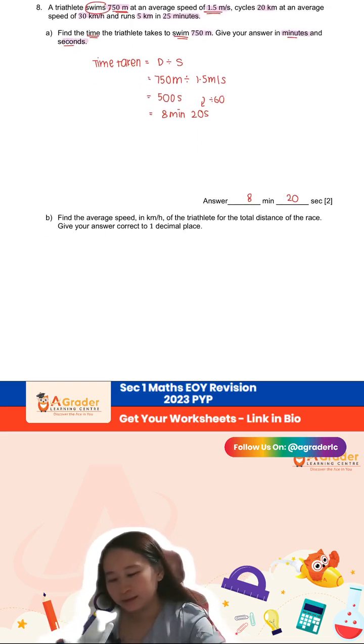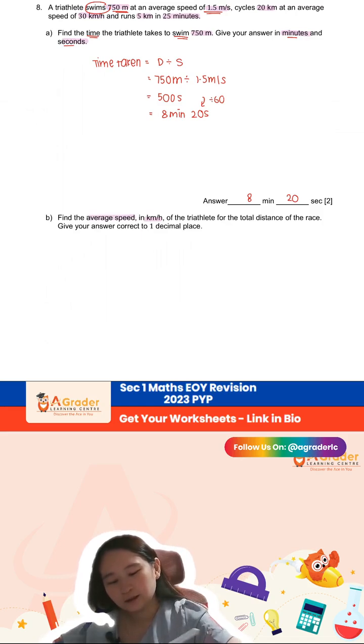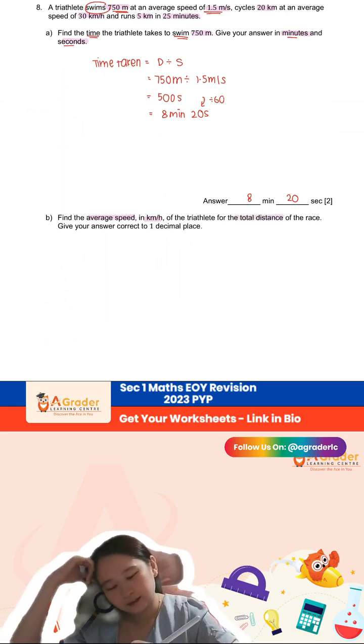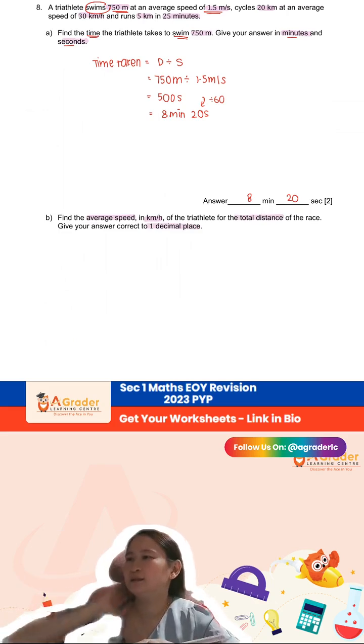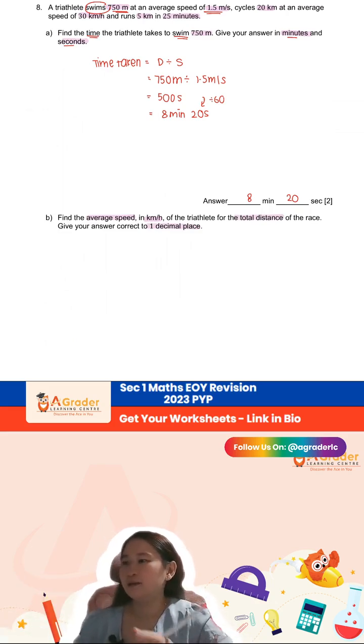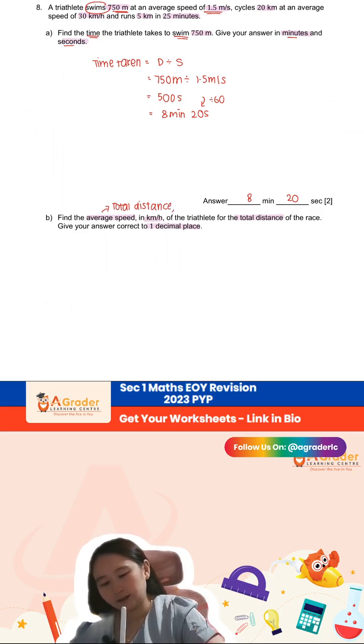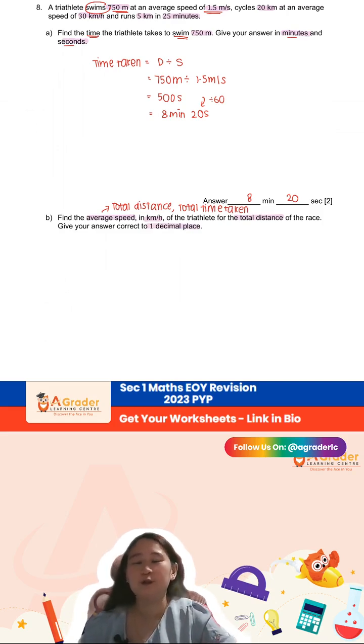For part B, they ask you to find the average speed in kilometer per hour of the triathlete for the total distance of the race. Give your answer correct to one decimal place. Yep, 21.1 kilometer per hour is correct. So firstly, to find average speed, you always have to find total distance and total time taken. For average speed, you can never take the average of two average speeds.